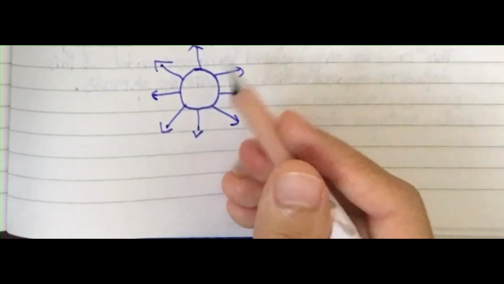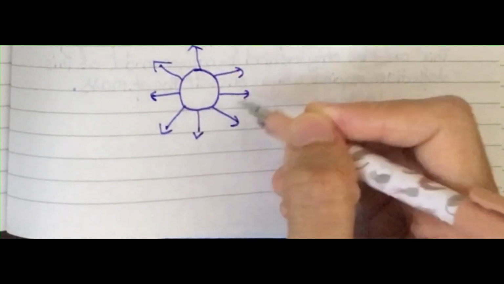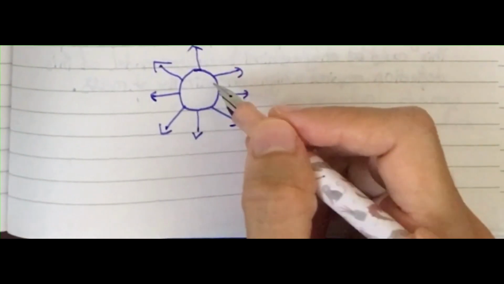Earth has a negative charge, so the field goes negative to positive. I haven't drawn it accurately, but you can take the example: this is your earth and this is your radial field, right?